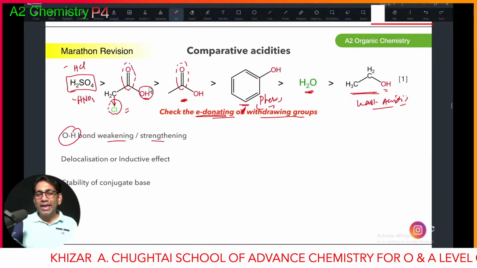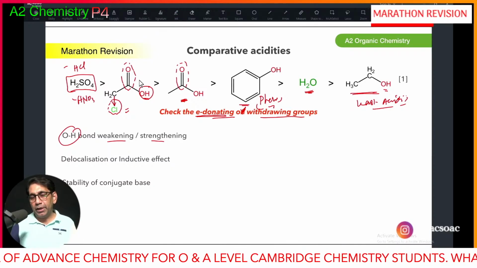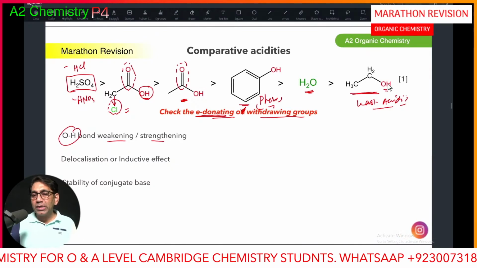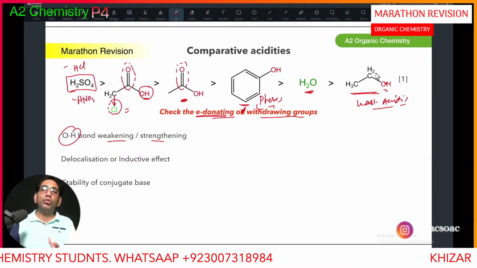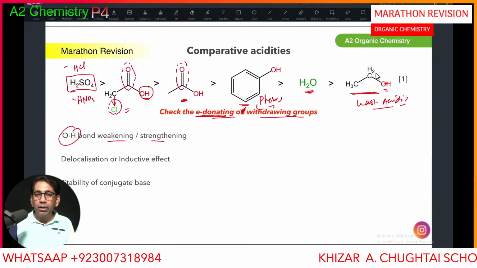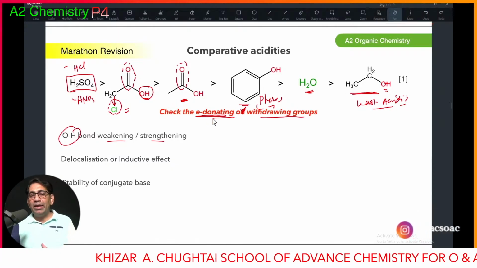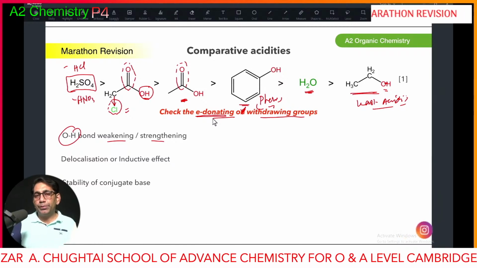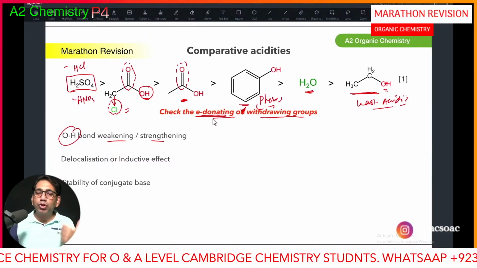So what is an acid? An acid is a species, a substance that loses its positive ion in aqueous medium. If it has the strongest OH bond, it will not lose its positive ion, so it will be the weaker acid. Any acid that has a comparatively weaker OH bond will be a good acid. It will be a stronger acid.